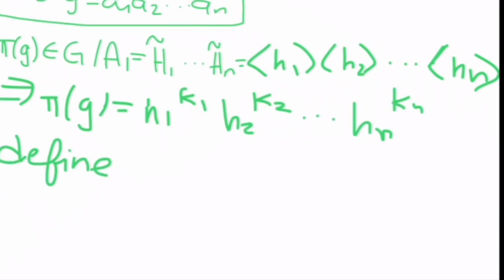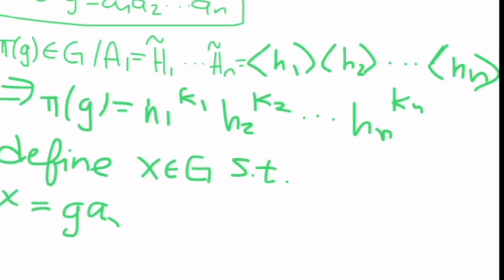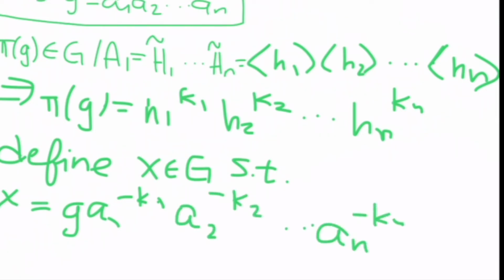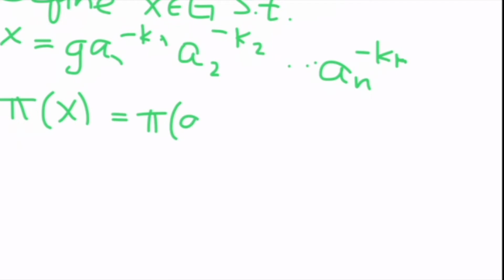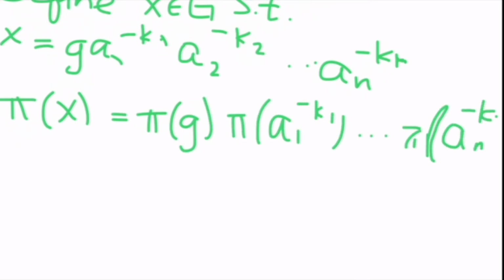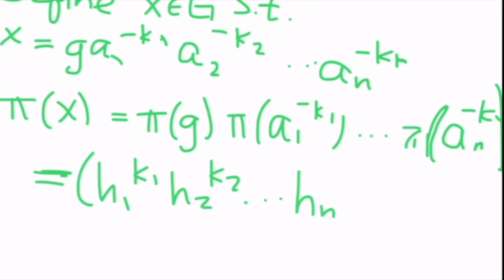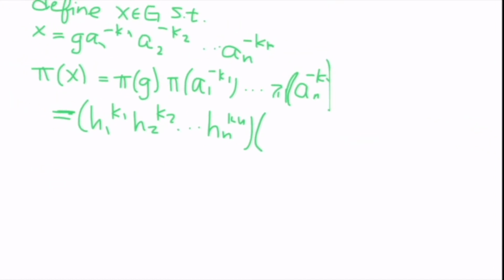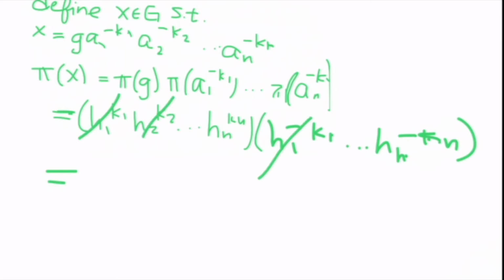Define x in the group G such that x equals g times a1 to the negative k1 times a2 to the negative k2, all the way up through an to the negative kn. Now pi of x equals pi of each of those terms multiplied together, since pi is a homomorphism. This equals h1 to the k1, h2 to the k2, through hn to the kn, times h1 to the negative k1, all multiplied up through hn to the negative kn. It's clear to see that this is equal to the identity. Therefore, x is in the kernel of pi.